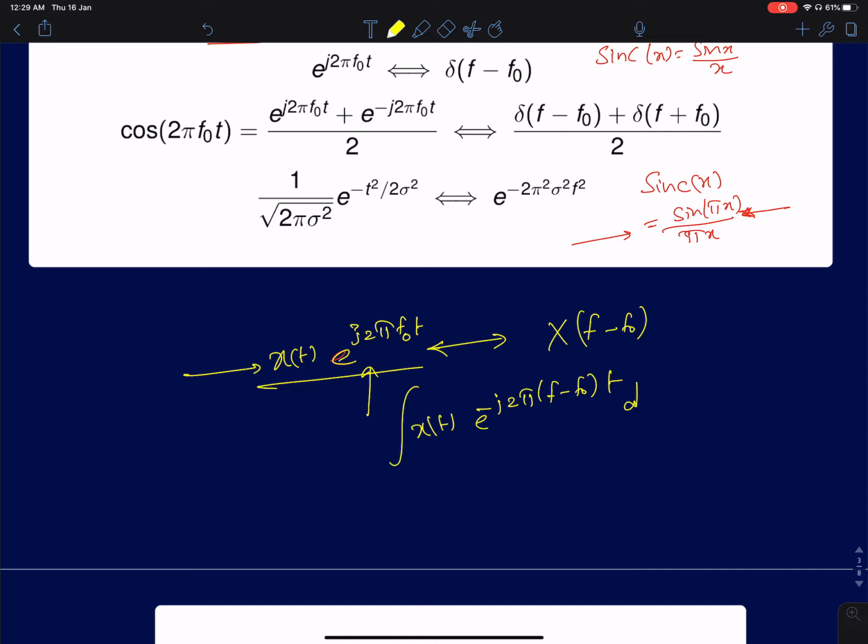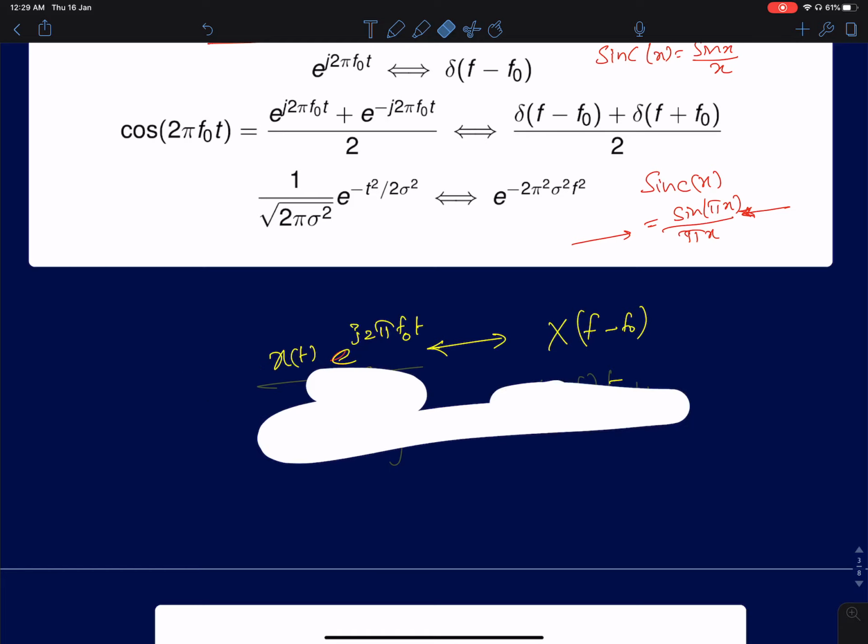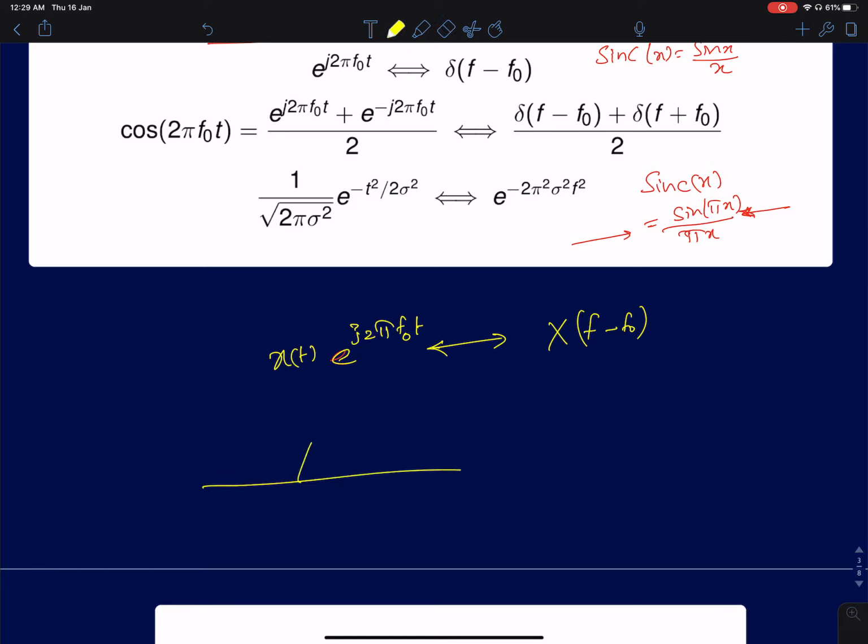The integral of the Fourier transform becomes like this. Simply, instead of f, I have substituted f minus f naught, so this becomes x of f minus f naught. Here is an interesting thing to see from this equation. Let's say x of t is a real signal with a Fourier transform centered around the origin. I'll plot the magnitude of the Fourier transform. It is going to be symmetric around the origin. Now, x of f minus f naught, after multiplying with a complex exponential, is going to be centered around f naught. The origin is just shifted to f naught.